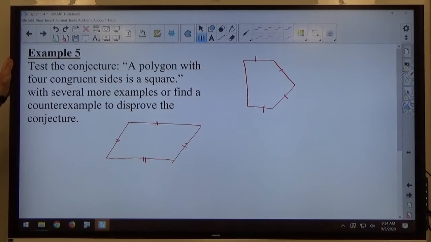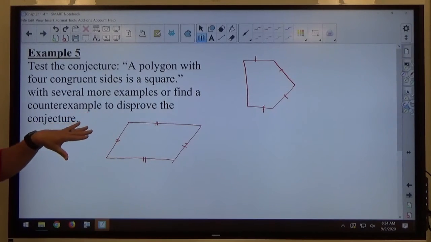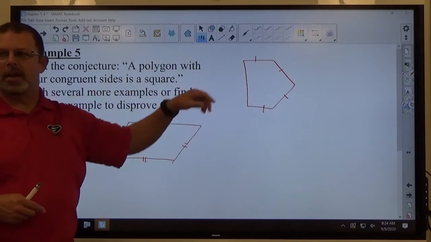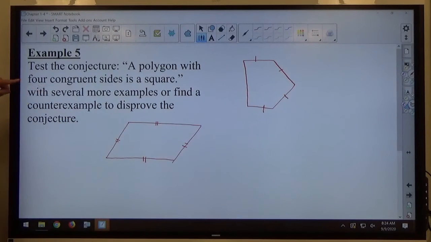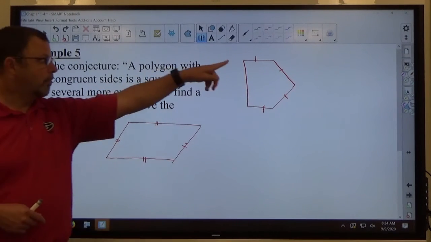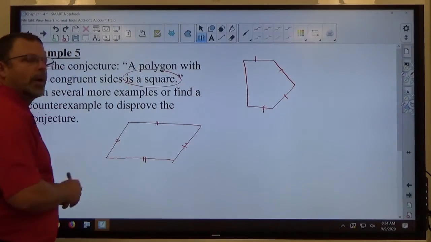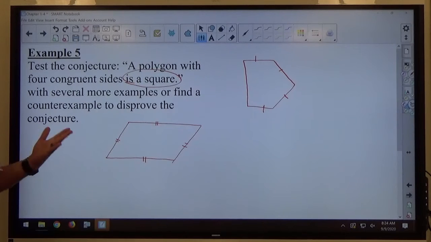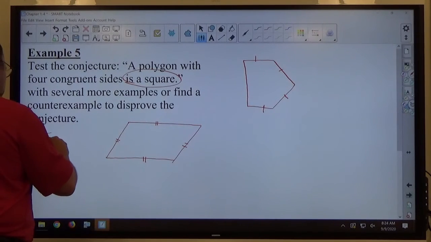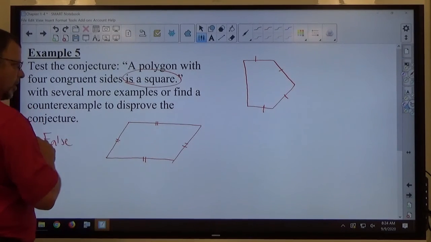All right? But a square has 4 right angles in it. This has no right angles, so this is not a square. This is actually a rhombus, the way I've got it marked up here. So that's a counterexample, that's a counterexample. Both of them fit the criteria: a polygon with 4 congruent sides. Is a square, is not happening in those cases. So this will be a false conjecture, and there's a counterexample, or either one.